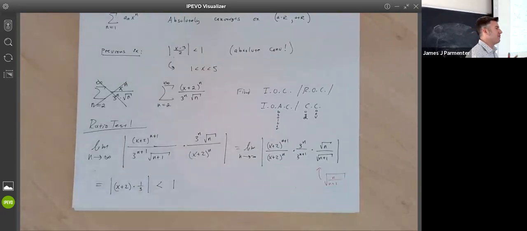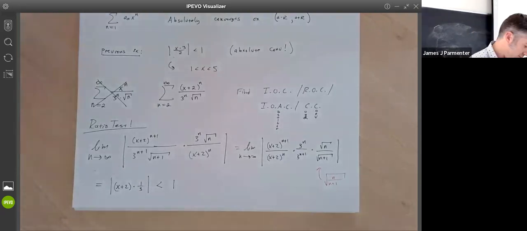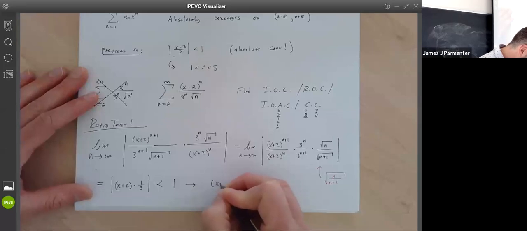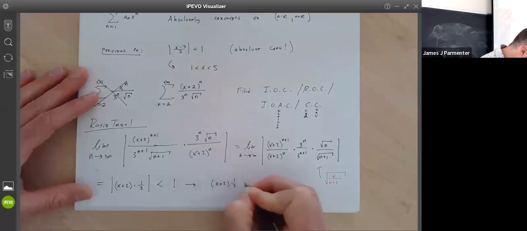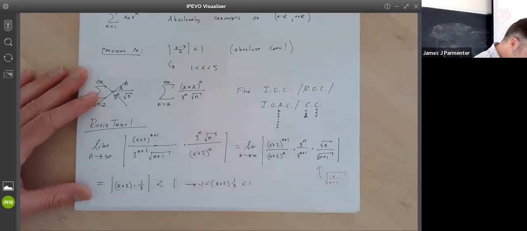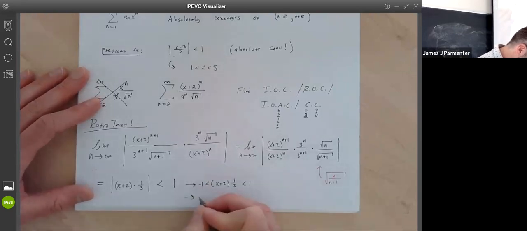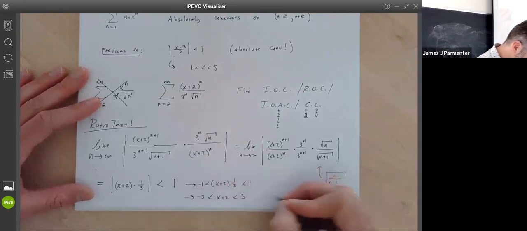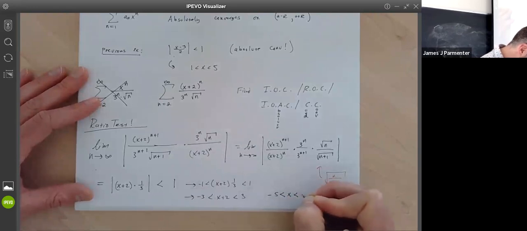I like doing it. Usually you have to do all the other work though, so it doesn't really make sense to memorize that particular fact. Let's see. So I'm going to have x plus 2 times 1/3 less than 1 and bigger than -1. I'm going to have -3 less than x plus 2 less than 3. And then subtracting 2 from both sides, -5 less than x less than 1.